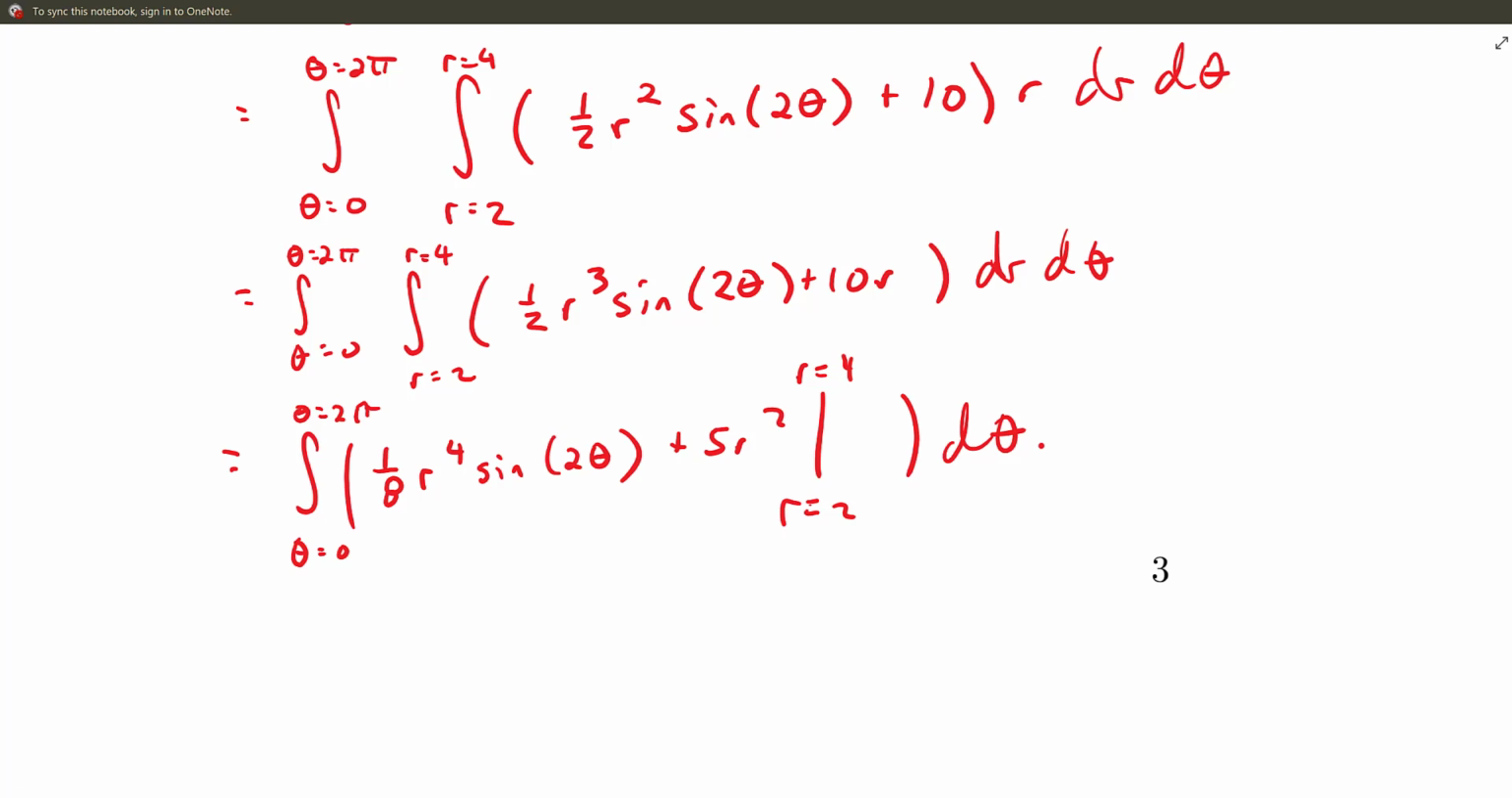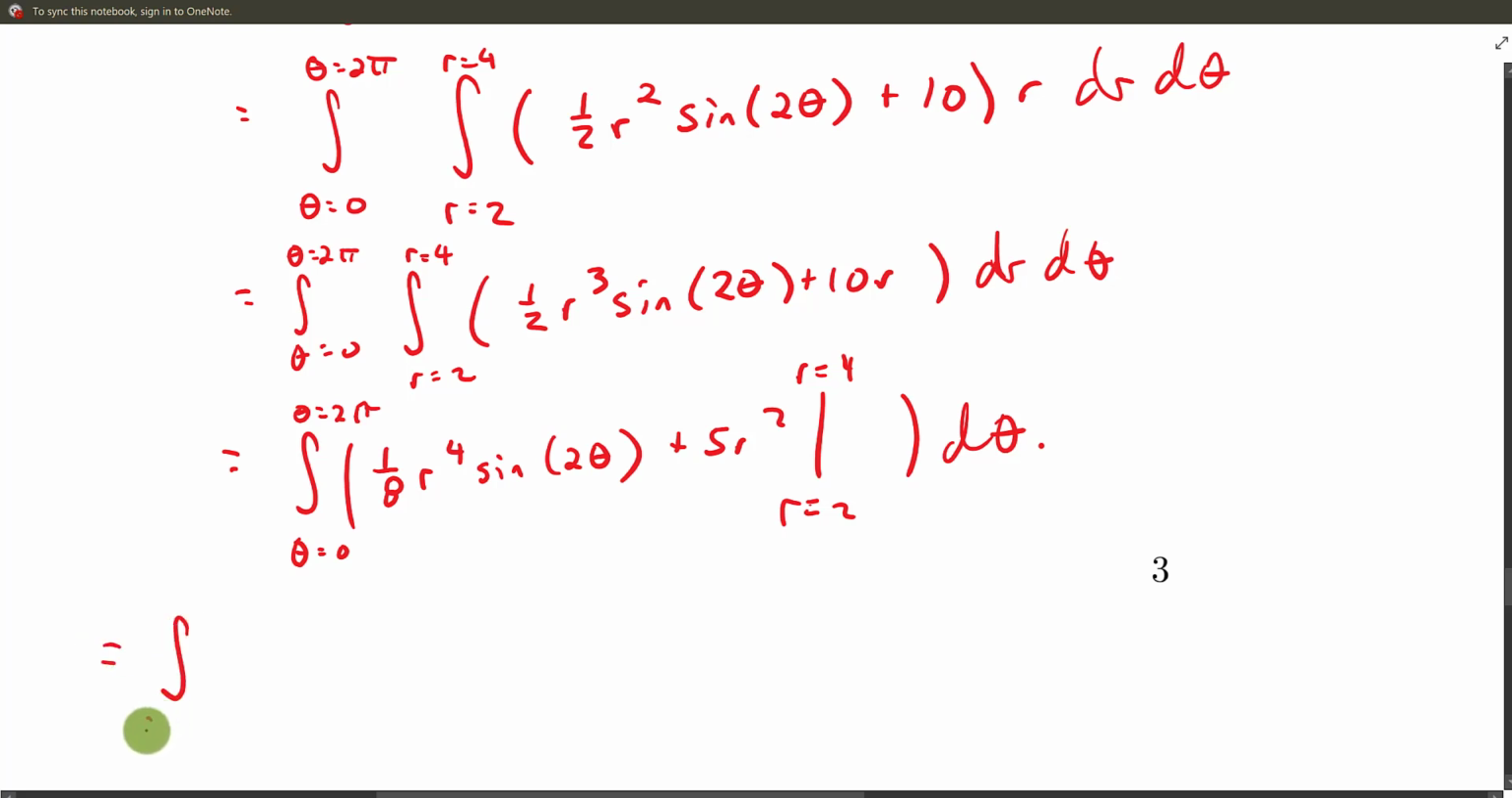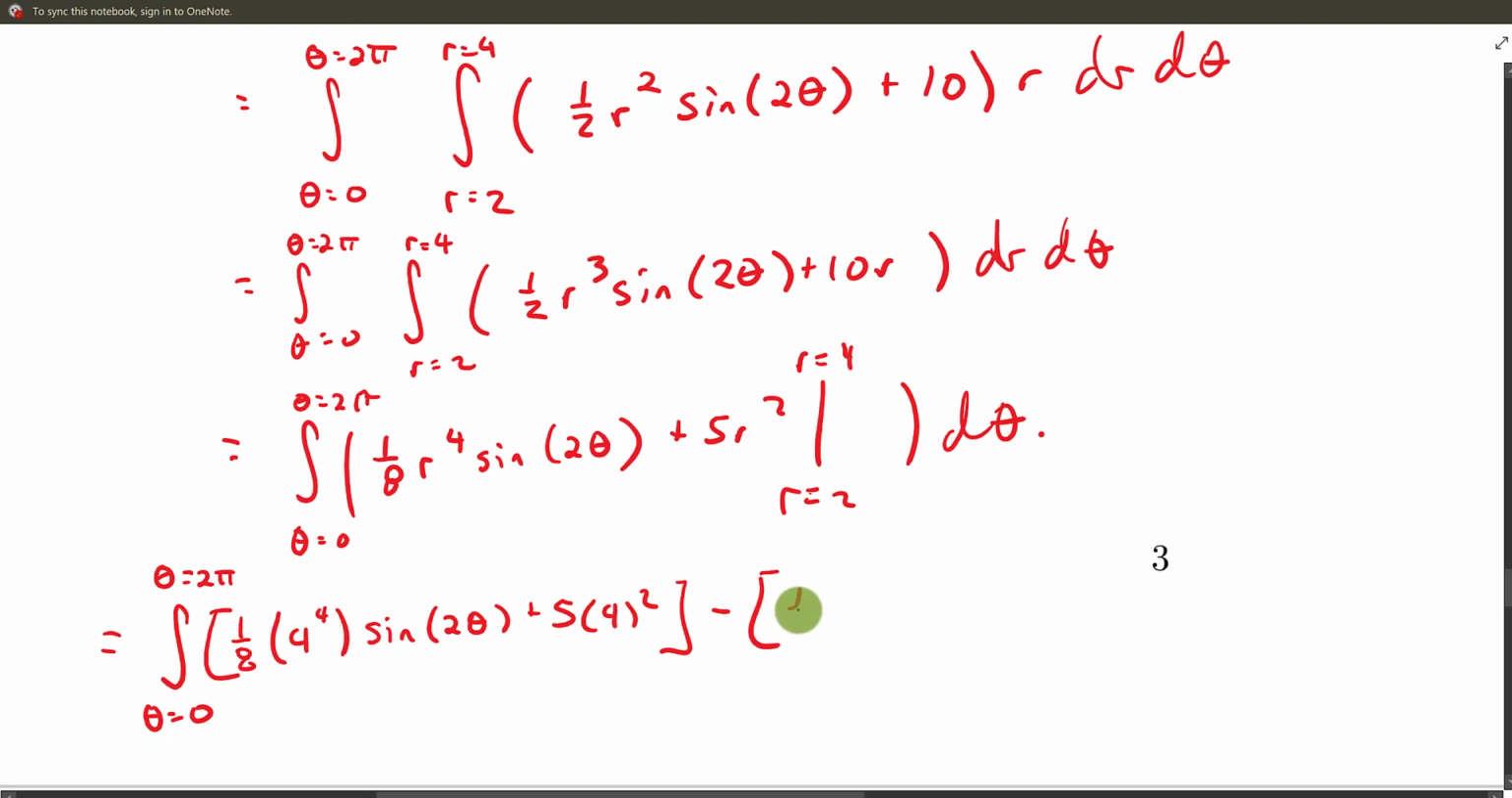And so we just get the evaluation of this inner integral to do. That'd be the integral from theta equals 0 to theta equals 2 pi. And then inside of here we'd have 1/8 times 4 to the 4th times sine of 2 theta plus 5 times 4 squared, minus 1/8 times 2 to the 4th sine 2 theta plus 5 times 2 squared, d theta.